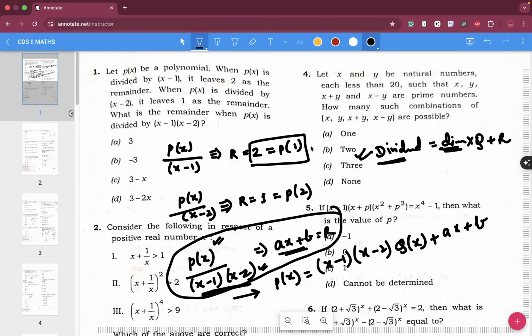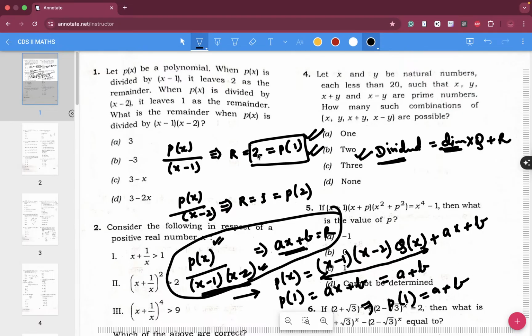Now we know 2 is equal to p of 1. So if you put the value 1 over here, this whole stuff will become 0. If the whole stuff becomes 0, what will we be left with? Ax plus b, which will be equal to a plus b. Which means p of 1 is equal to a plus b, and p of 1 value is 2. So a plus b is equal to 2. That's my first observation.